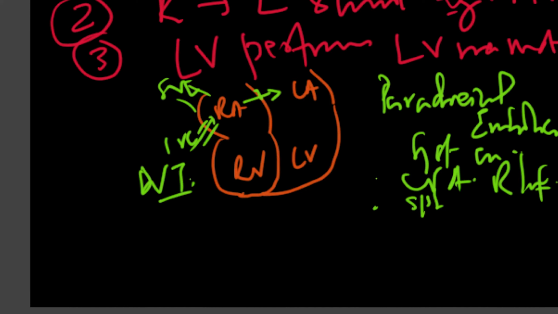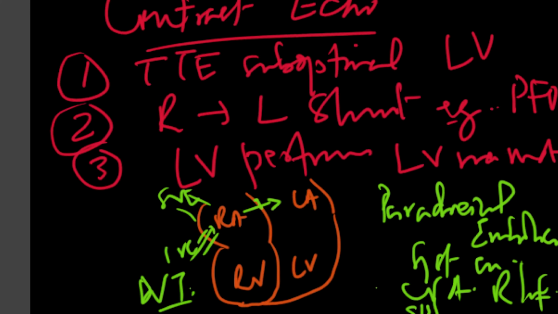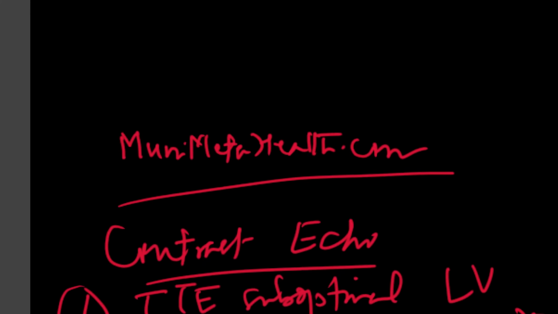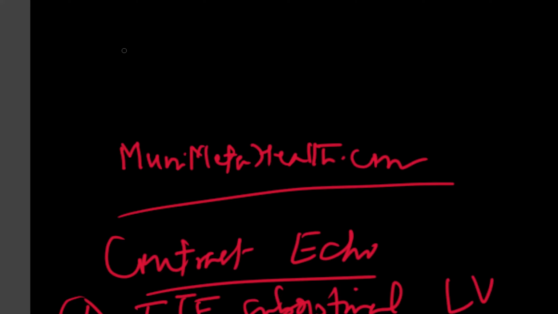Now, having defined what is patent foramen ovale, let's come back to the contrast echo, because that's the focus of this video. So here is your famous view, which is called the apical view. And when you have an apical view like that, you have your heart. We'll draw it in the red, if you will.